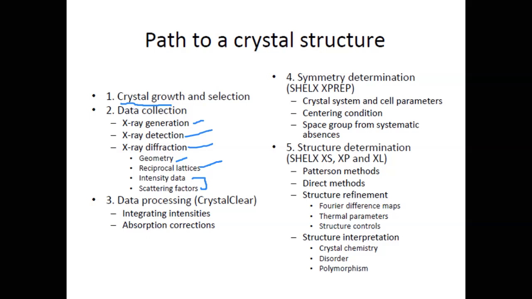Symmetry determination. At this stage you determine the HKL values that are absent and present, and from that you can determine the centering and different types of symmetry that are present in your crystal structure. And then at the end of the week, hopefully we'll get to structure determination. So we'll go through determining the crystal structure once we have the intensity data, and then interpreting and refining that structure. So today we're mainly going to focus on intensity data and scattering factors.